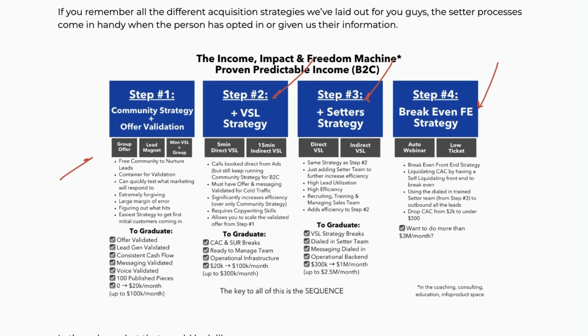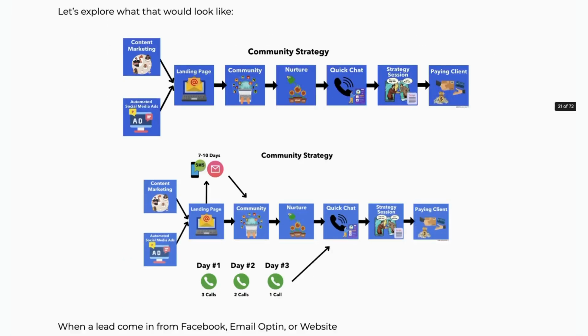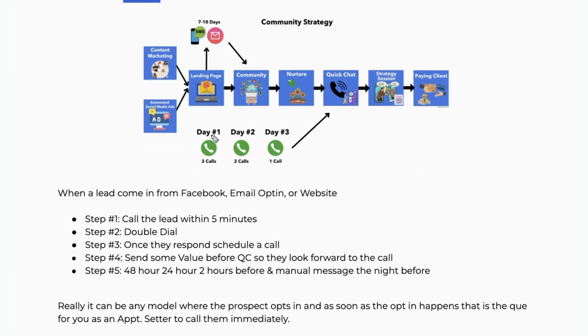So let's explore what that would look like in the community strategy. Okay, so when a lead comes in, right? The lead is going to come in from content marketing or social media ads. They're going to opt into your landing pages, so we're going to collect their information. As soon as we collect their information, for 7 to 10 days, they're going to start getting automated text messages. So that's just one part of the setter processes, right? Then as soon as somebody opts in, you're going to call them within the first 5 minutes, and that's going to be speed to lead. If they don't pick up, you're going to double dial them, right? So if they don't pick up or hang up the phone, you double dial them again so you're able to reach them. Then once they respond, you're going to schedule a call, right?